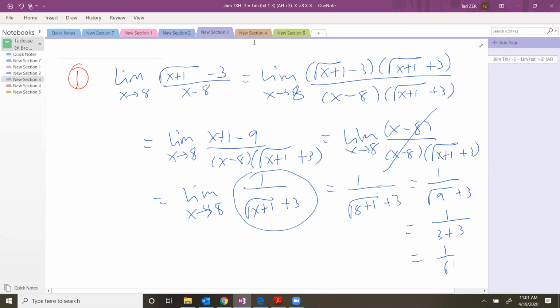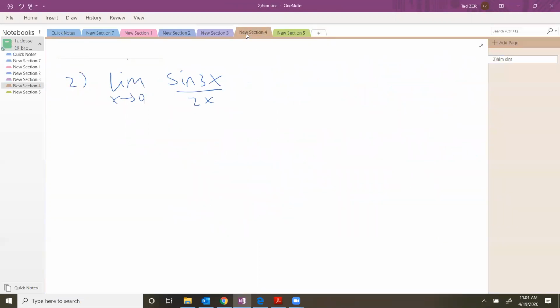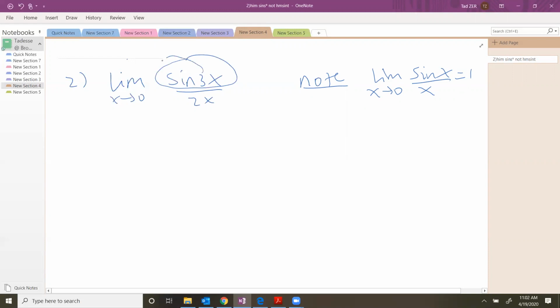Let's see the next example. The next example is a limit involving sine. Note this. Again, you know the important limits. One of them says the limit of sine x over x as x approaches 0 is 1. So we are going to use that. But in this case, it is sine 3x, okay? Can you factor the 3 out? The answer is no, you cannot factor. But here in the denominator I see 2, that I can factor out of the limit.